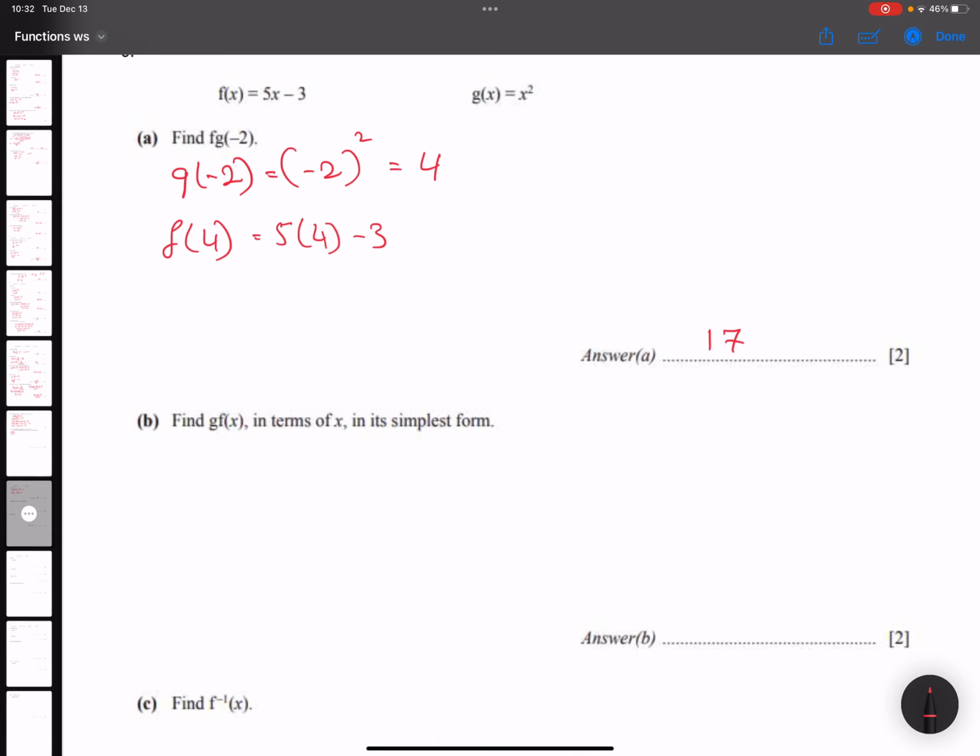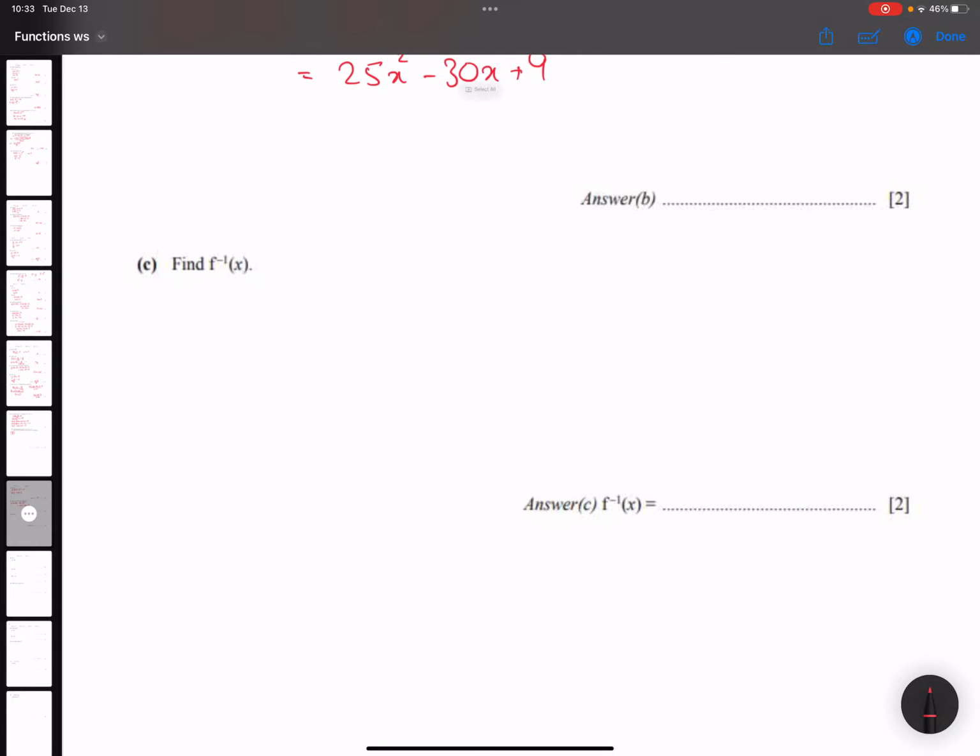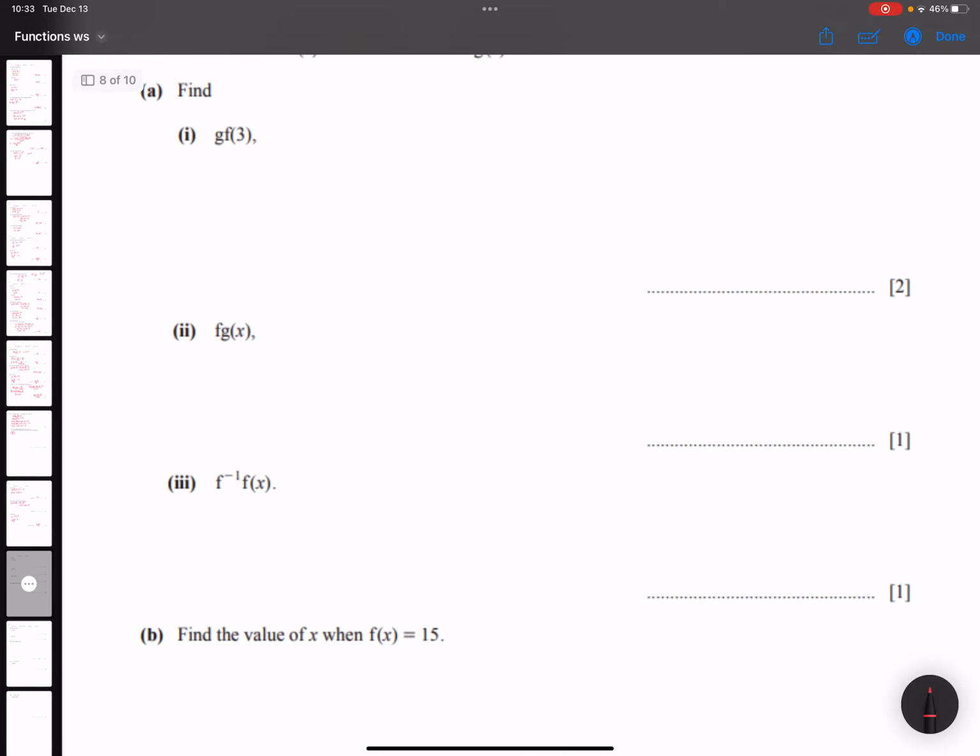g f of x in its simplest form. It's going to be g open bracket f of x, so 5x minus 3, which is equal to 5x minus 3 all squared, which is 25x squared minus 30x plus 9. Let's write it in its place. f inverse of 5x minus 3. So you say y equals 5x minus 3, y plus 3 over 5 equals x, so x plus 3 over 5.